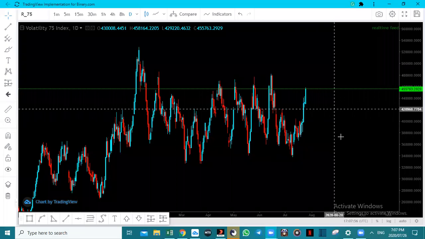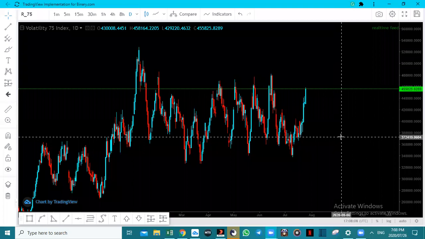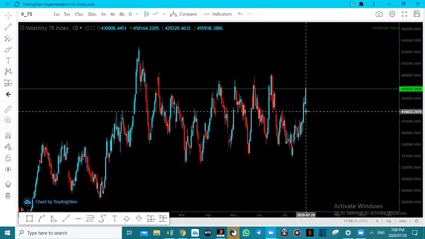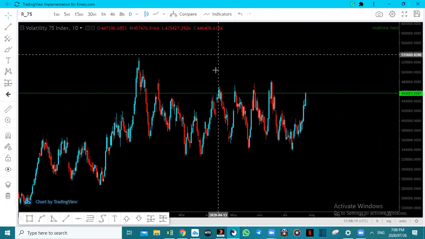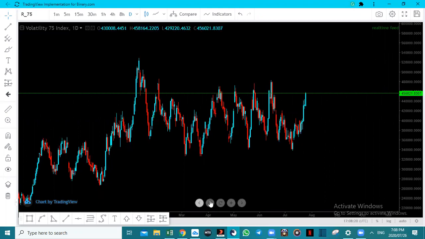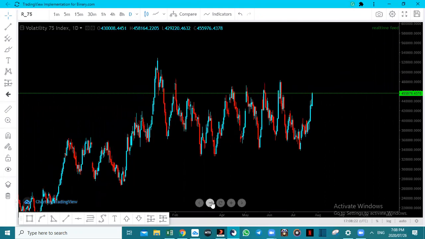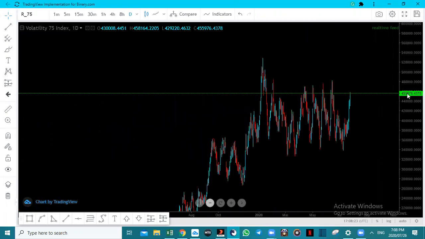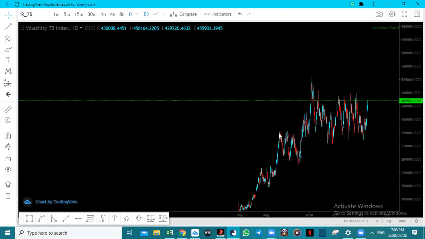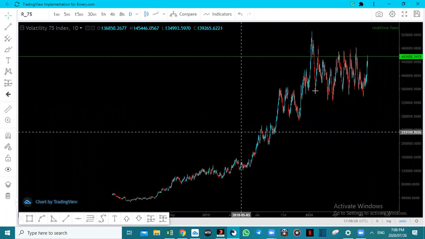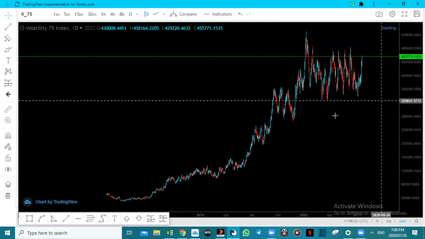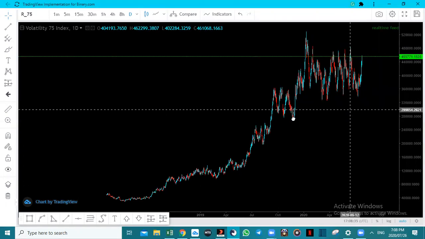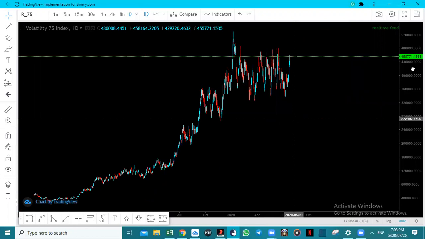Okay, guys, let's get started with the analysis for volatility 75. How do you analyze volatility 75? Generally, you always want to start analyzing from the daily time frame or the weekly time frame. With volatility, it hasn't been around for that long, so you can't really use the weekly time frame, because it hasn't been around for that many weeks for us to go back in time. So let's just use what we have.